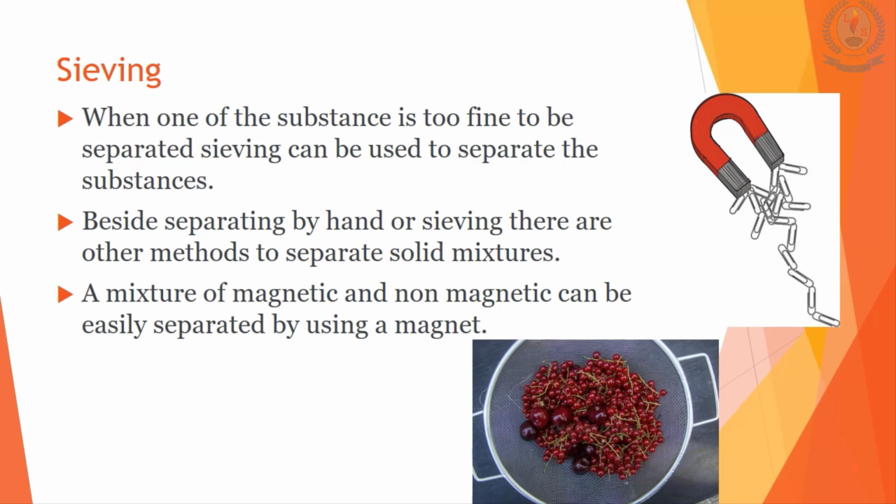Sieving. When one of the substances is too fine to be separated, sieving can be used to separate the substances. Besides separating by hand or sieving, there are other methods to separate solid mixtures also. A mixture of magnetic and non-magnetic substances can be easily separated by using a magnet.